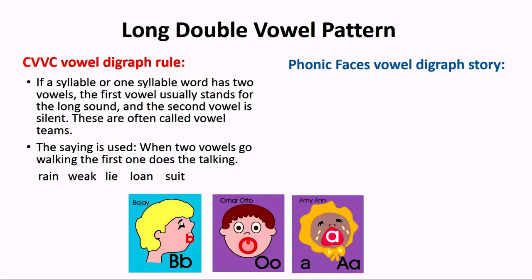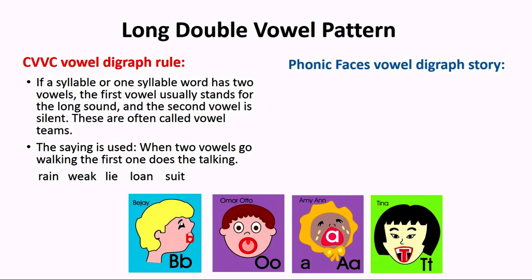So that's this double vowel rule that we just talked about. Again, the teachers will tell them the double vowel rule: if a syllable or one syllable word has two vowels, the first vowel usually stands for the long sound and the second vowel is silent. These are called the vowel teams. The saying, when two vowels go walking, the first one does the talking, is very often used.